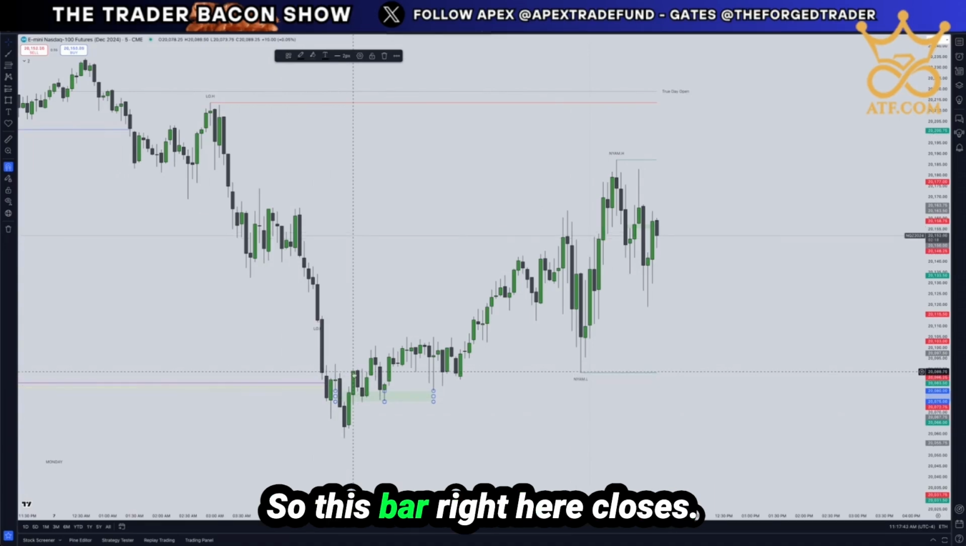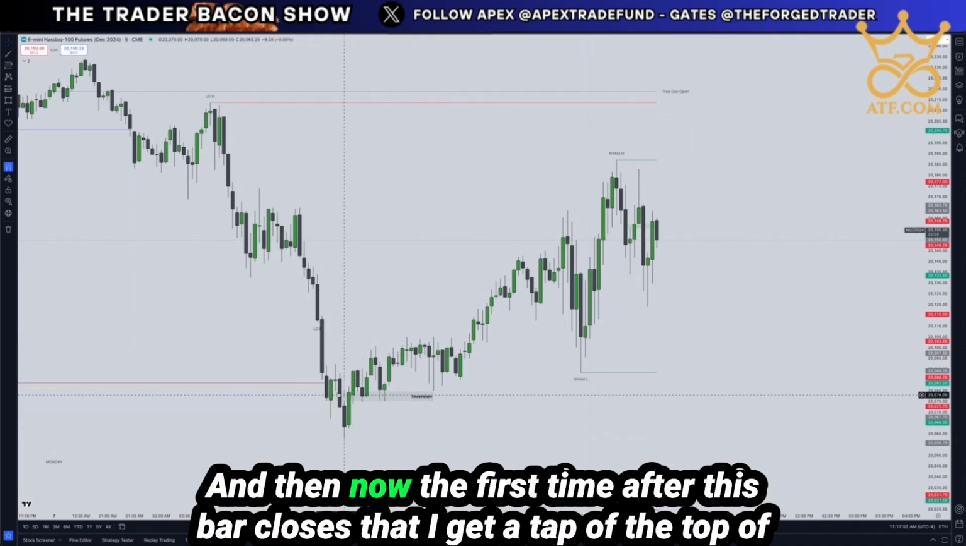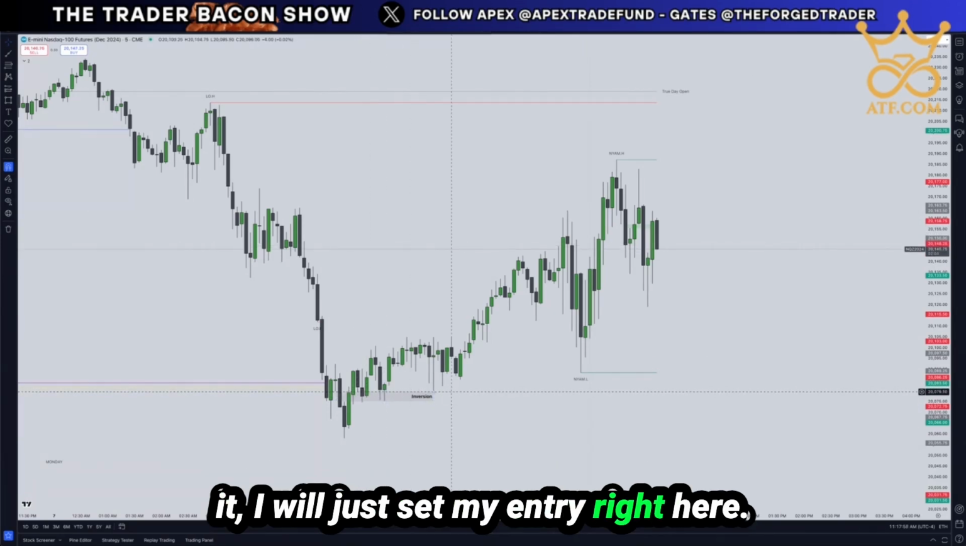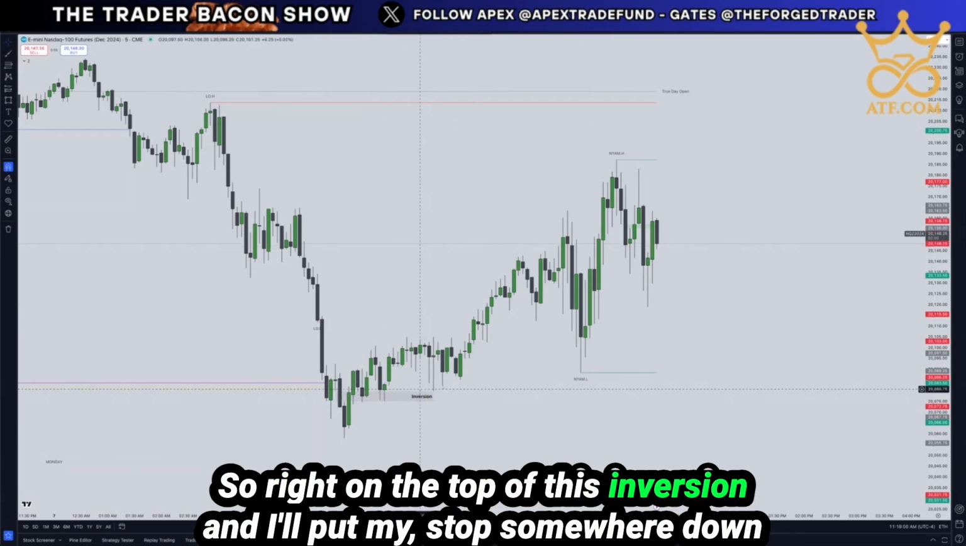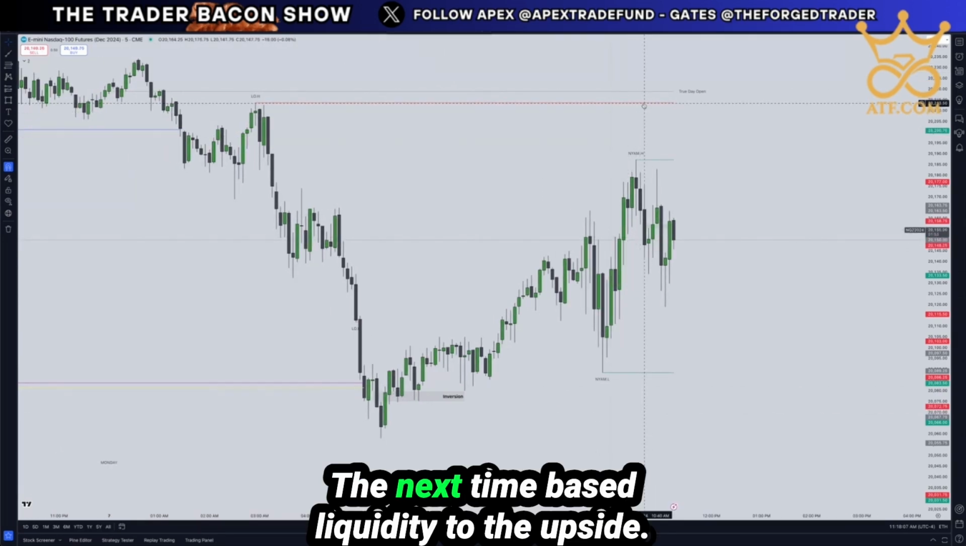But if it doesn't, and now this has been inverted, so this bar right here closes, now this area here I will call my inversion area. And then the first time after this bar closes that I get a tap of the top of it, I will just set my entry right there, right on the top of this inversion. I'll put my stop somewhere down here, and I'm going to target usually the next time-based liquidity to the upside.